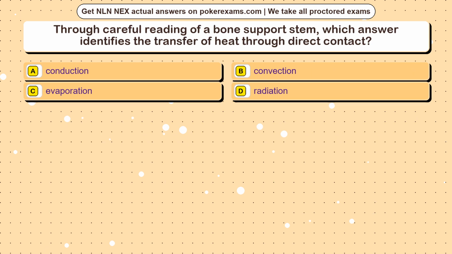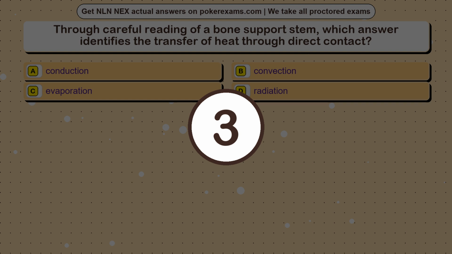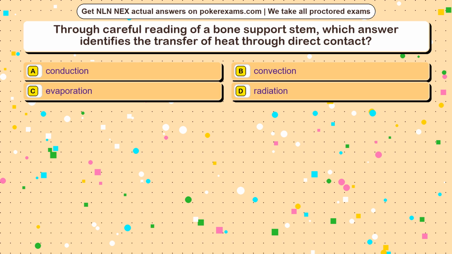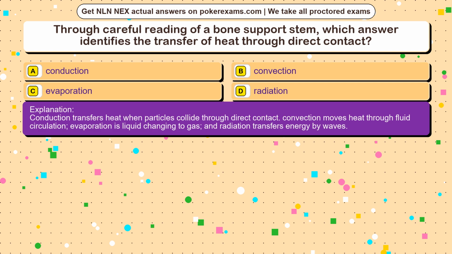Question 25. Through careful reading of a bone support stem, which answer identifies the transfer of heat through direct contact? Option A, conduction. Option B, convection. Option C, evaporation. Option D, irradiation. The correct answer is option. Conduction transfers heat when particles collide through direct contact. Convection moves heat through fluid circulation. Evaporation is liquid changing to gas, and radiation transfers energy by waves.